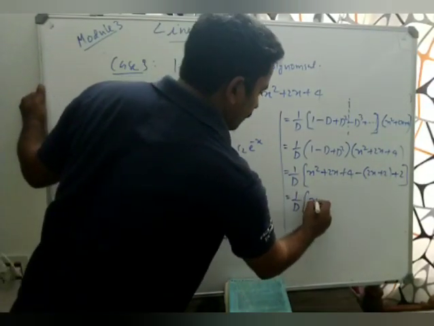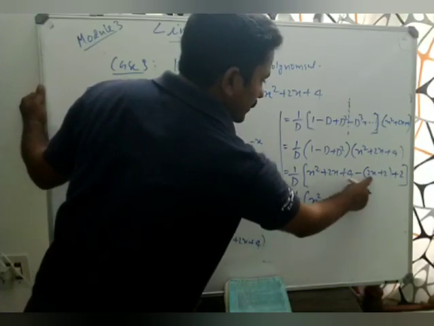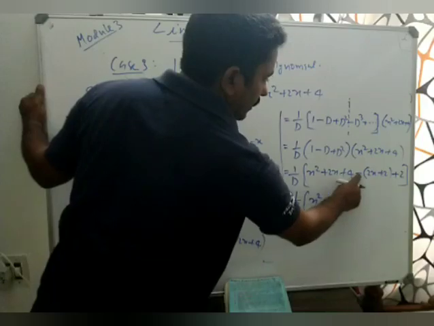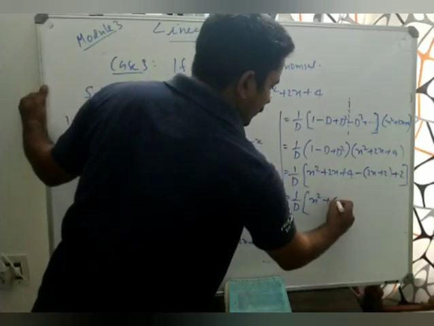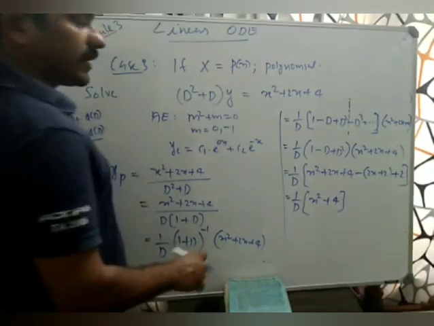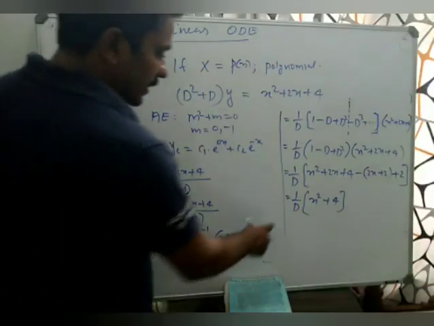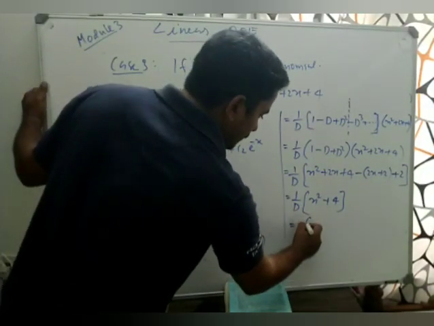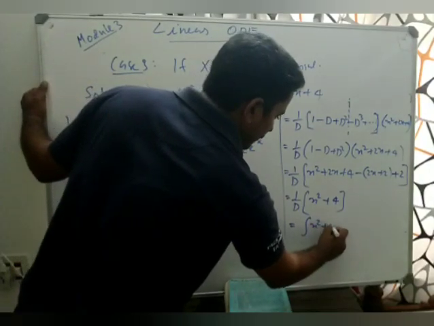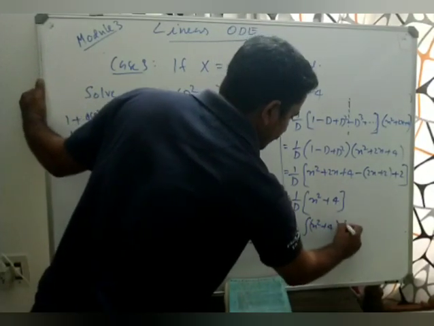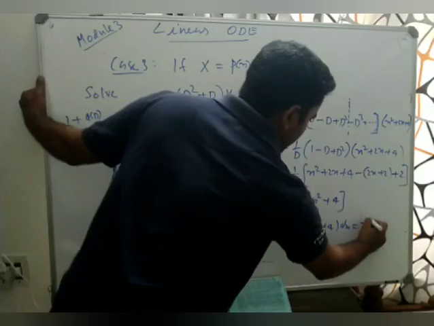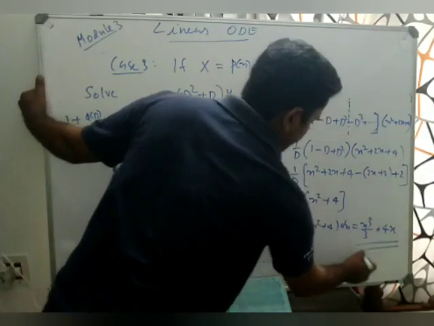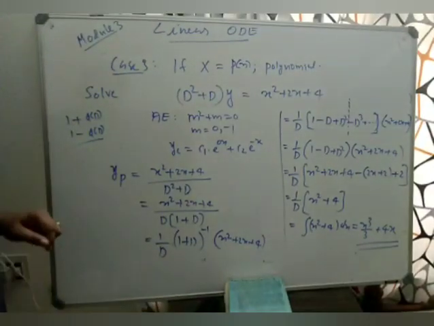X square plus 2x minus 2x will be cancelled. 4, this is minus 2 plus 2, so plus 4 you will get. All the other terms will be cancelled, and 1 by d means integral, right? We have seen that. So it's integral x squared plus 4 dx. So the answer is x cubed by 3 plus 4x.